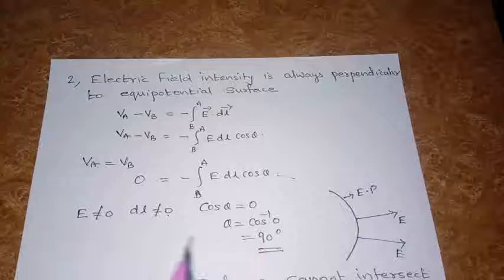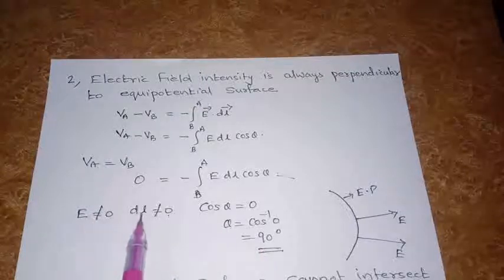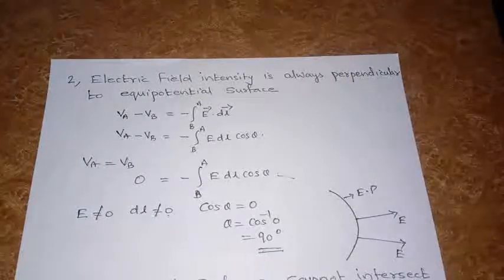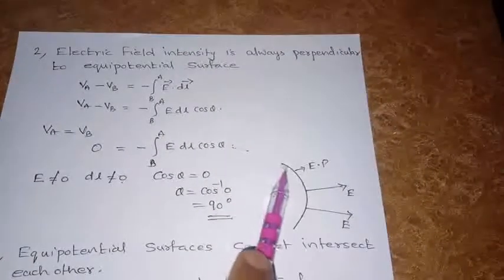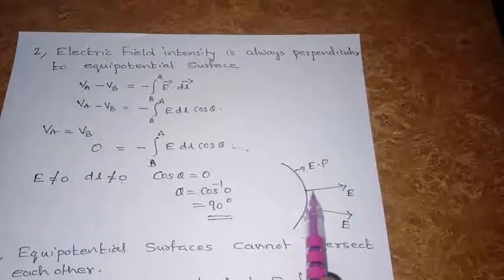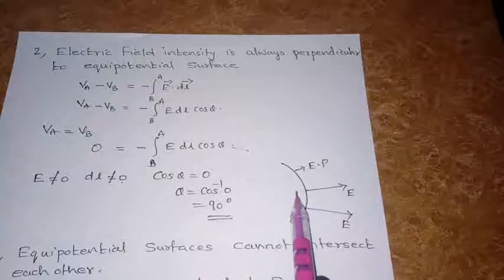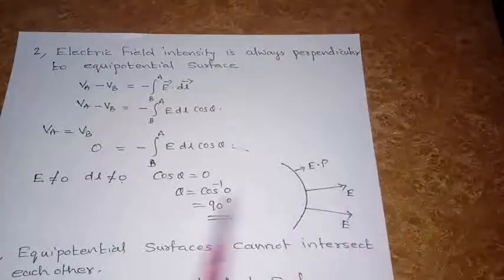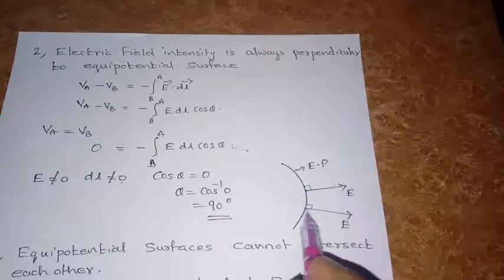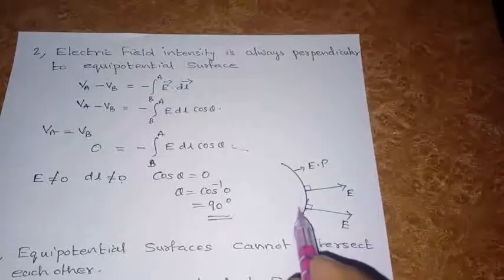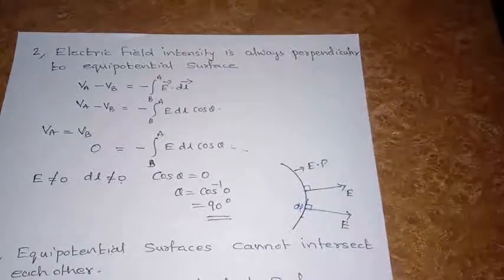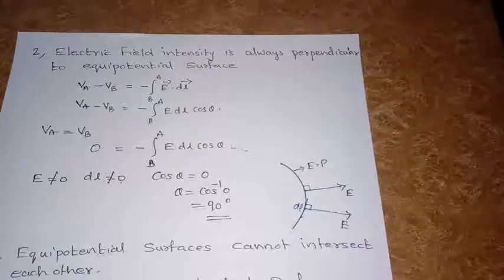What's the meaning of that? Theta is the angle between E and dl. If it is an equipotential surface, the angle between E and dl is 90 degrees. That is what we proved. So that means if we have an equipotential surface, electric field lines are always perpendicular, or the direction of electric field intensity is always perpendicular to the equipotential surface. It will be crossing like this only by keeping 90 degrees with the line drawn on the surface. So dl and E must have an angle of 90 degrees with each other. So that is one of the important properties of equipotential surface.